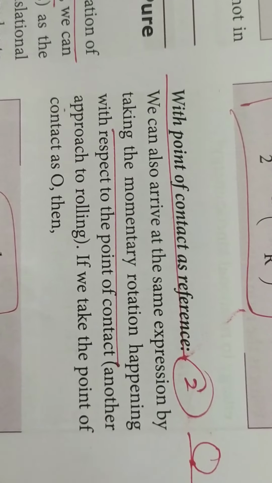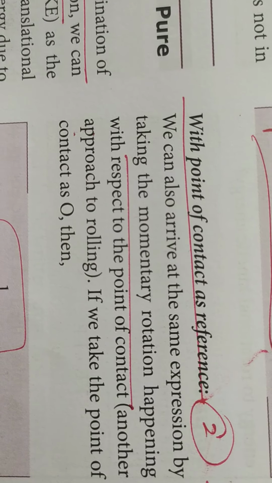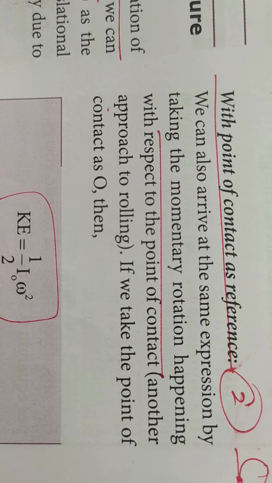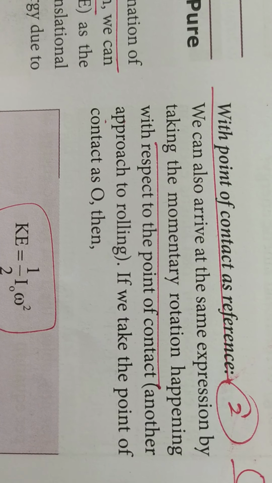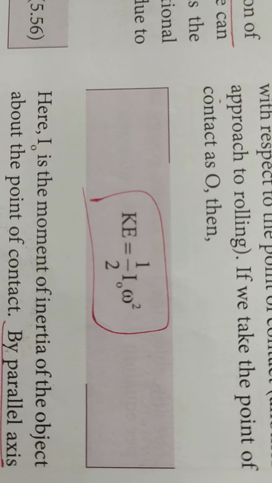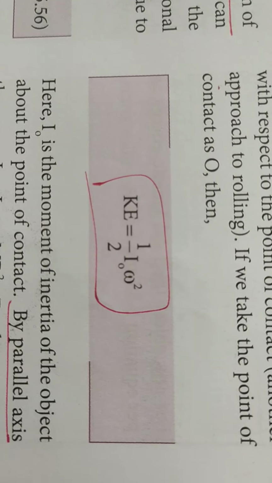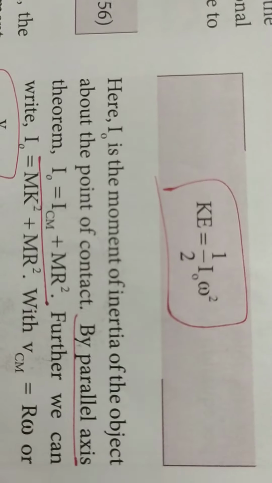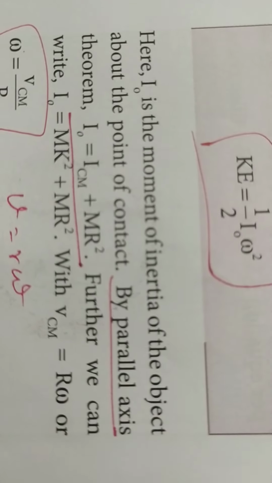Now you can take the point of contact as reference. In such a case, you have only the momentary rotation. You don't have the combination of translation and rotation motion. You have only the momentary rotation. So you take only one expression: kinetic energy is equal to half I naught omega square. And you know the parallel axis theorem.